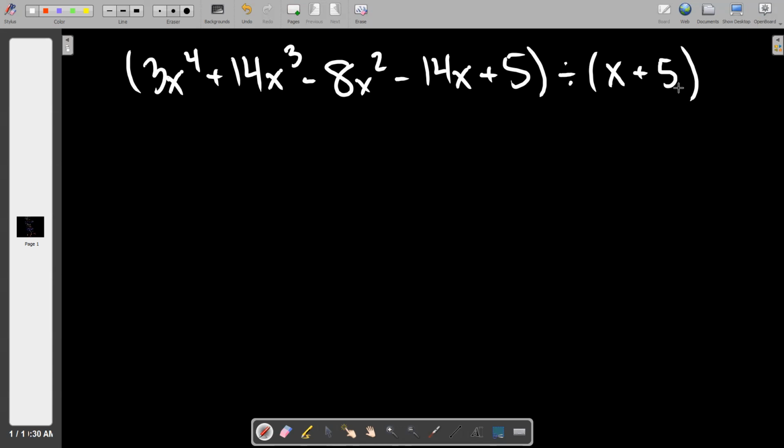Here we go. This one's going to go quick. Our question is really, are x plus 5, are you a factor of that guy? If you are, then I should divide evenly, right? So to set up my synthetic division, what are my numbers going to be?